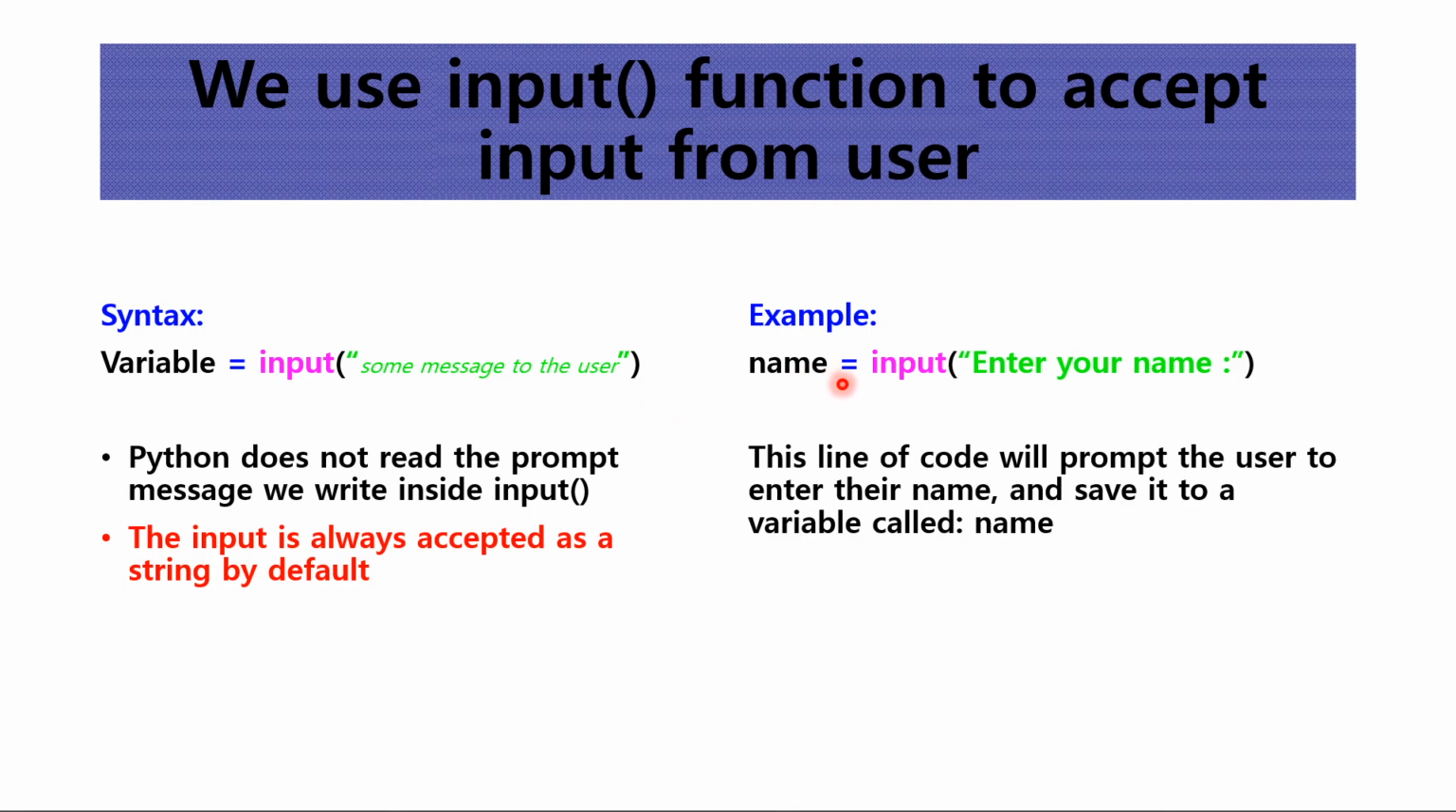So this is an example of the input function in use. I declare a variable name and then I set it equal to input and I open close brackets and then I give a useful message to the user. So what will happen is this line will prompt the user to enter their name, and once they do so, it will save that name on the variable called name. And the thing to be really aware of is that inputs are always accepted as a string in Python. So if someone entered their name, it's by default a string.